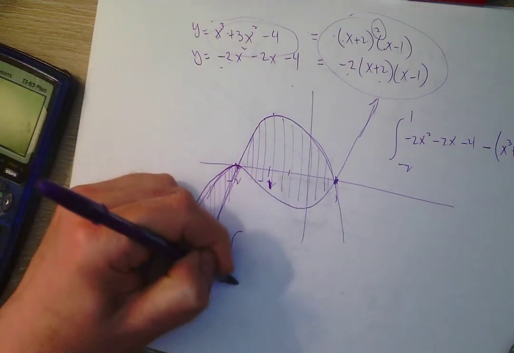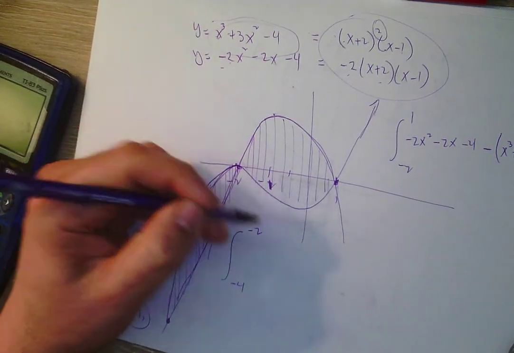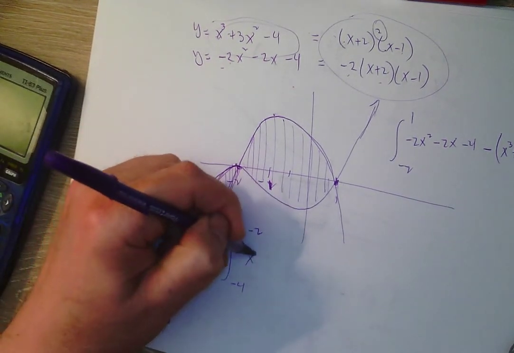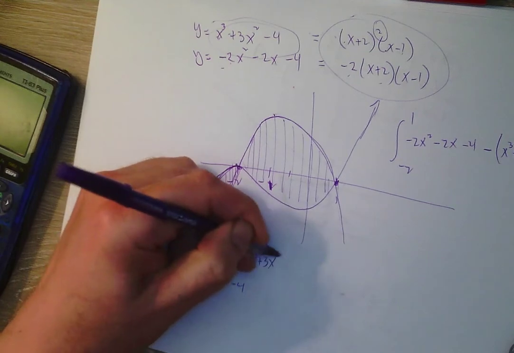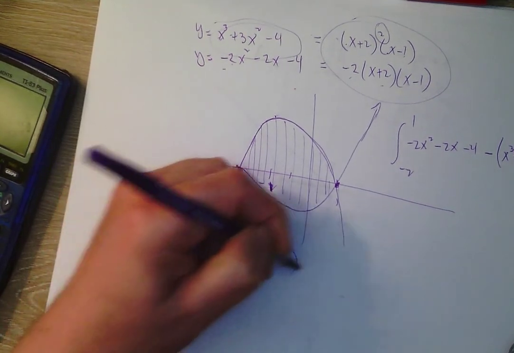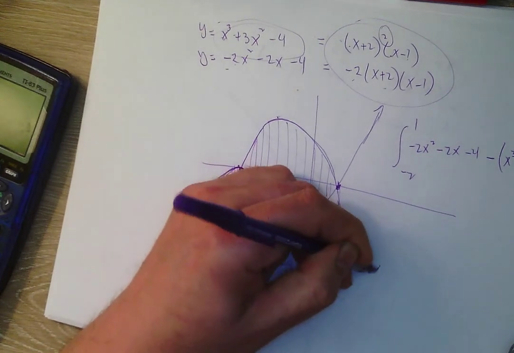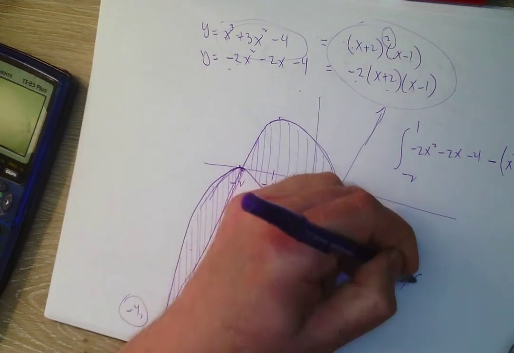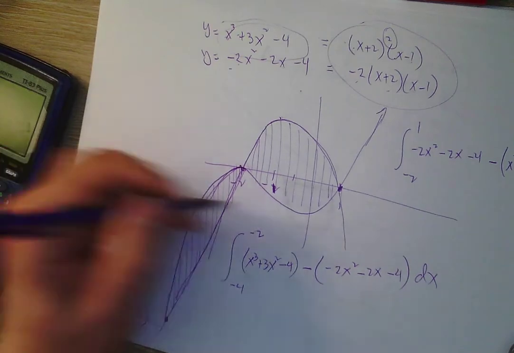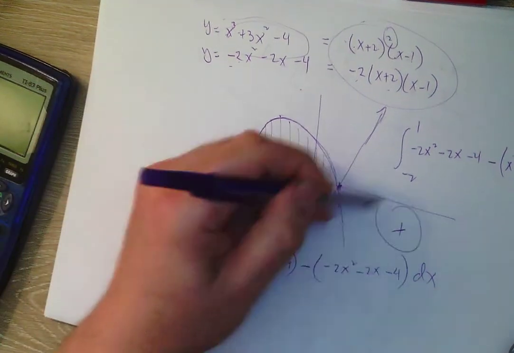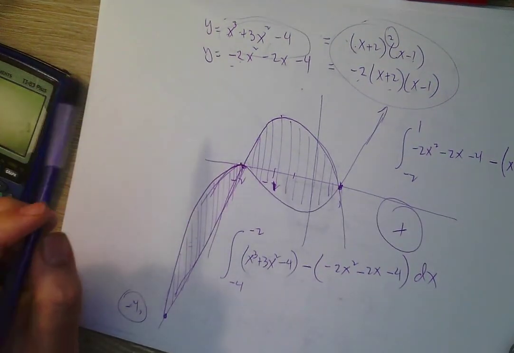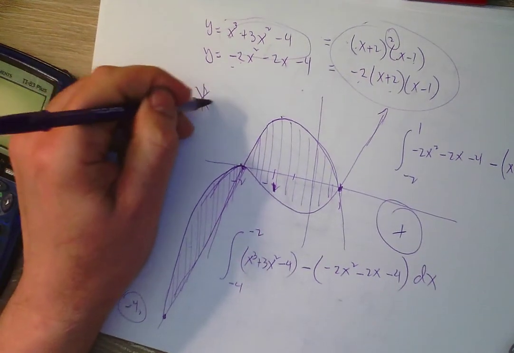And so here I'm going to integrate from negative 4 to negative 2, x to the third plus 3x squared minus 4, subtract the bottom curve, negative 2x squared minus 2x minus 4 dx. So my total area is adding those two integrals together. Watch out for problems like this.